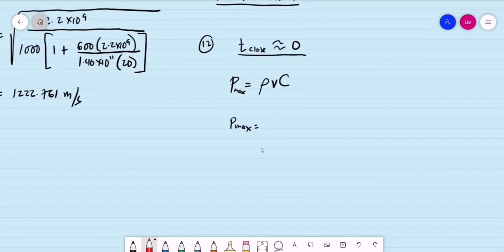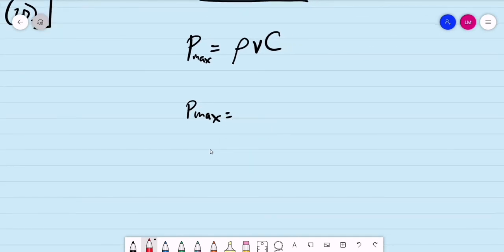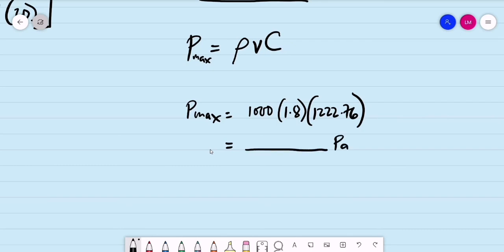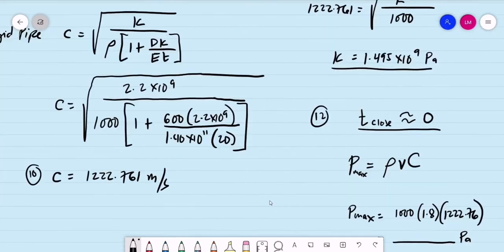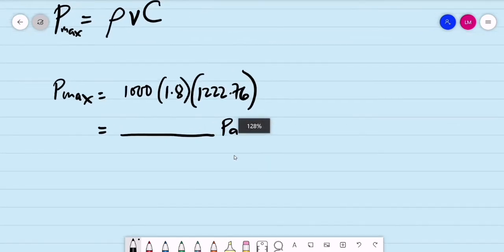Okay, compute natin. So, we have Pmax is, okay, the density of water is 1,000 kilograms per cubic meter. Yung velocity of flow na given is 1.8. Multiplied by yung celerity is 1,222.76. Kung mag-unit analysis kayo, ang lalabas na unit nito ay nasa Pascal. Okay? Kung i-convert natin siya sa, ano ba yung nasa choices? Megapascals. Diba? So, pascals to megapascals. This is multiplied by 1 megapascal is to 1 times 10 raised to 6 pascals or 1 million pascals.